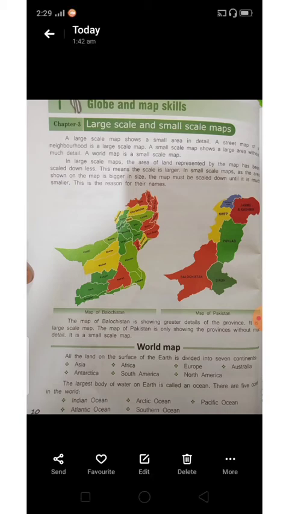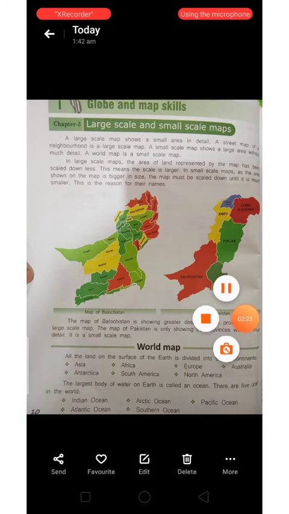The largest body of water on earth is called an ocean. There are 5 oceans in the world. First of all, we have discussed 7 continents and now we have 5 oceans, the biggest 5 oceans of the earth. The number 1 is Indian Ocean, then we have Arctic Ocean, then we have Pacific Ocean, Atlantic Ocean and Southern Ocean.